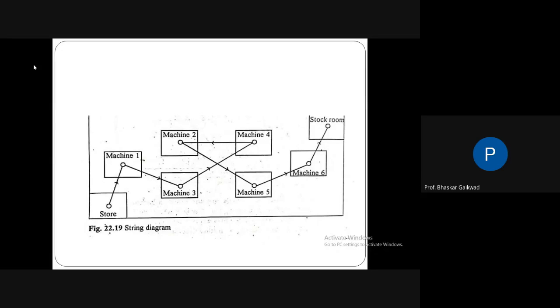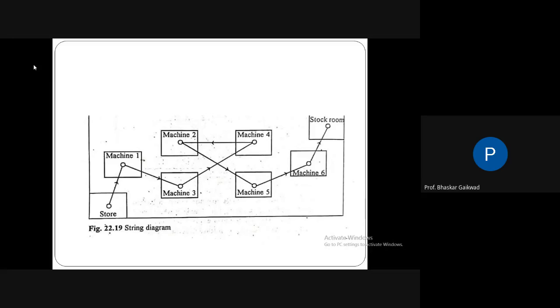This is so simple. The main purpose of studying these string diagrams is to reduce the movement of man or material, the movement from store to stock out while in processing. This is the importance of the string diagrams.